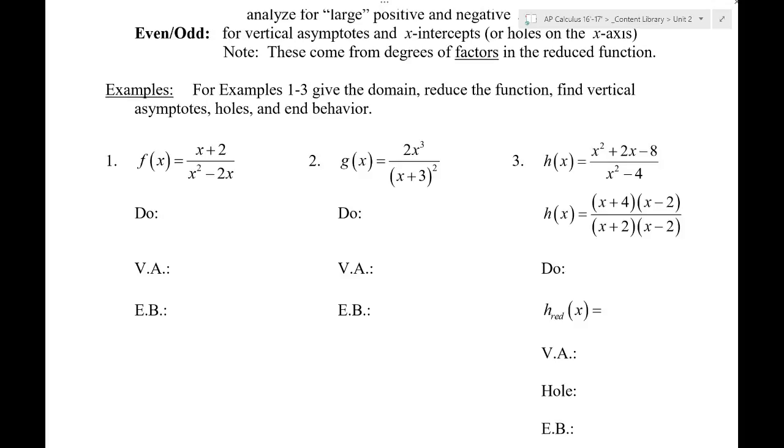All right, so for this one it says give the domain, reduce the function, and then find vertical asymptotes, holes, and end behavior. So we're not actually sketching the graph in this one. We're just finding all of the stuff that kind of gets you there. For number 1, what is the domain and how would I figure that out?